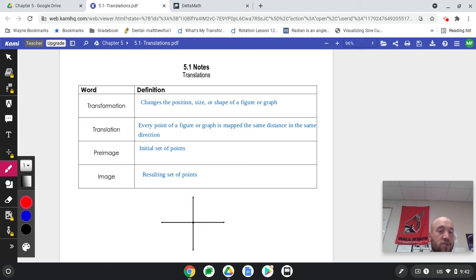Now, when a translation occurs, every point of a figure or graph is mapped the same distance in the same direction. So whether that's up, down, left, right, or some combination of those, the shape will look the same, just be moved in its location.